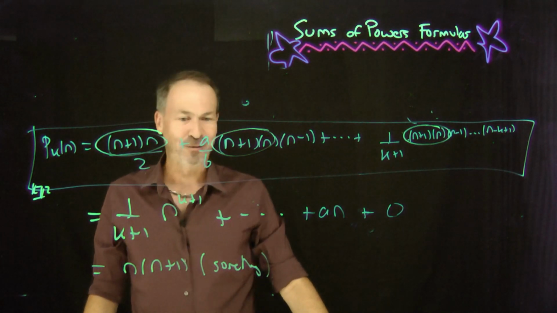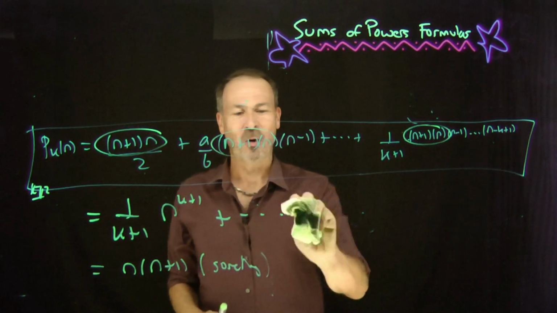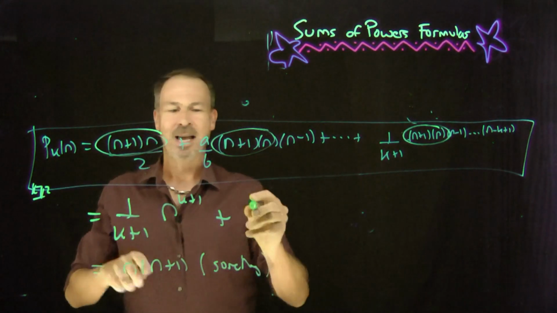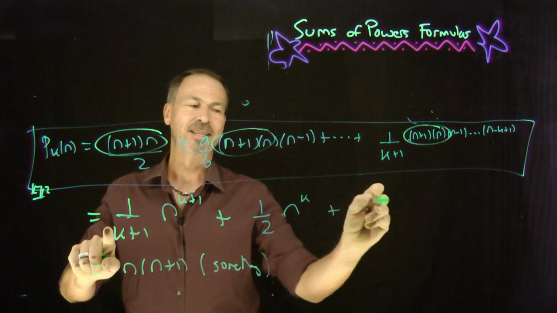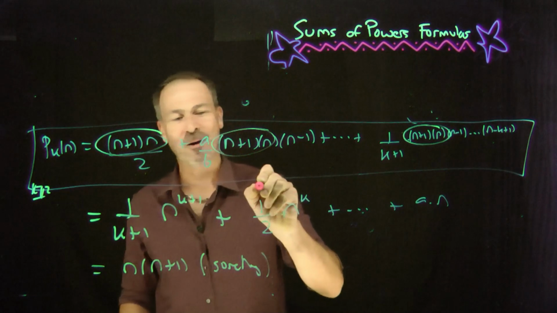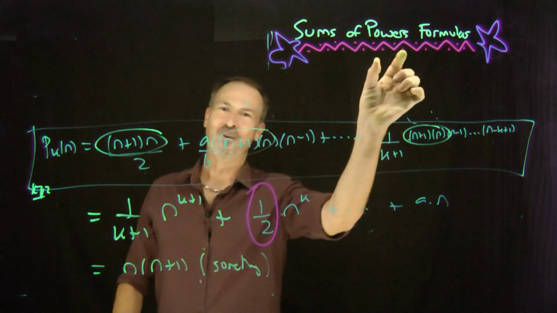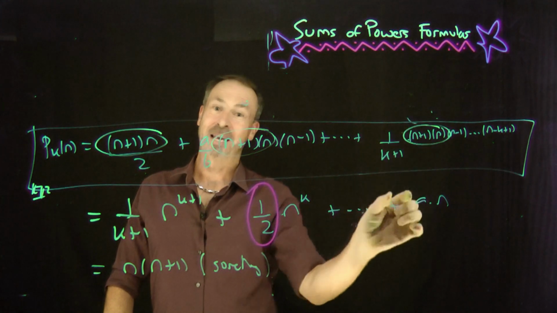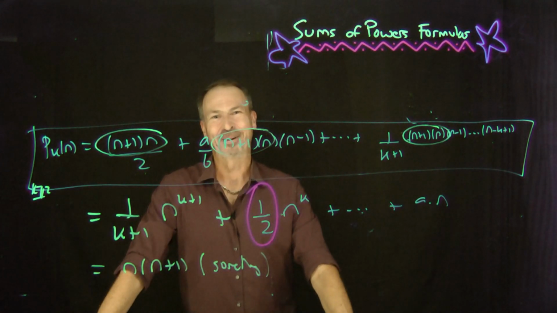So here's my challenge for you. Can you trace through everything we did here and go one little extra piece? Can you prove that the next term down, n to the k, then the stuff, a times n, can you prove that the second coefficient is always a half? Did you notice that in the formulas at the very beginning of the video? All the second terms had a coefficient of a half. Is that true in general? Can you prove that? That's kind of cool.